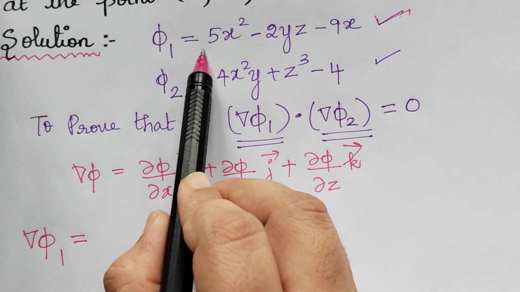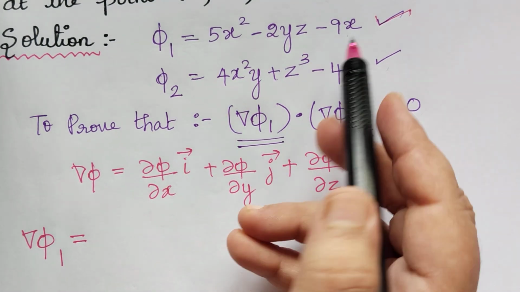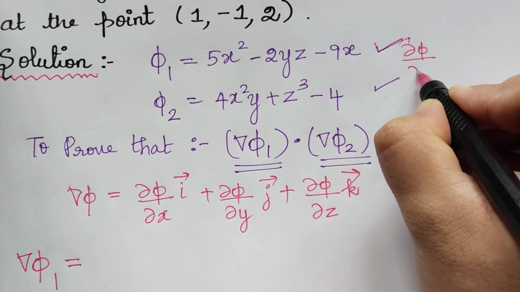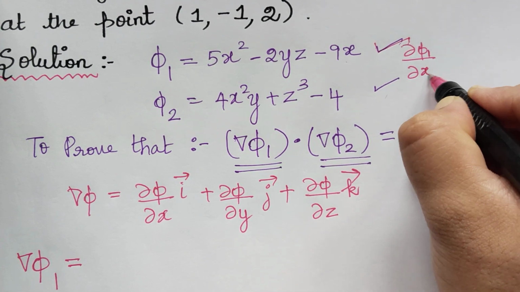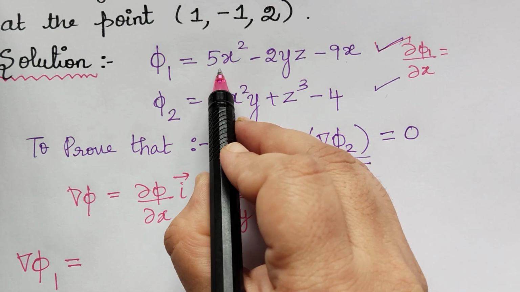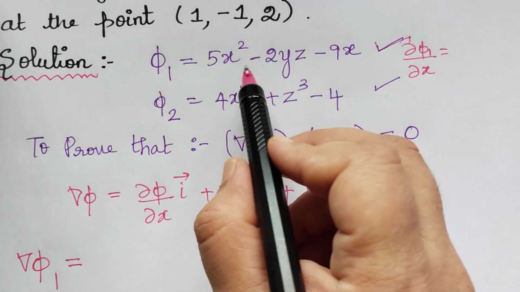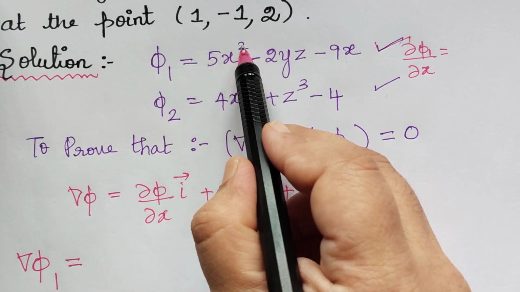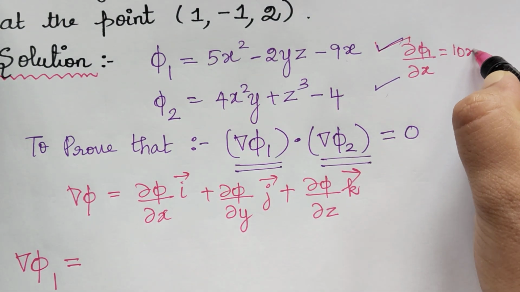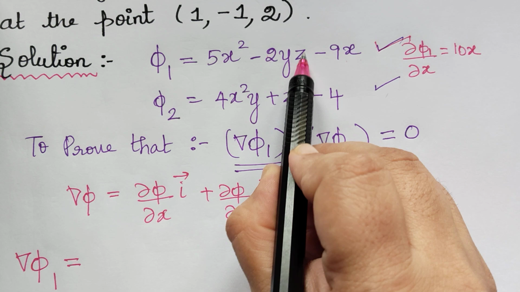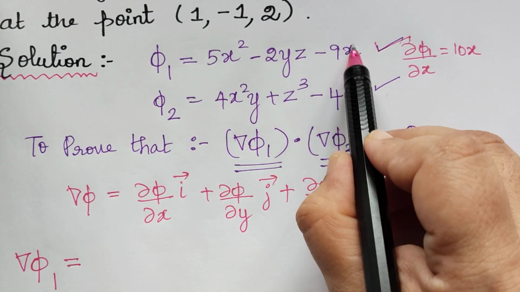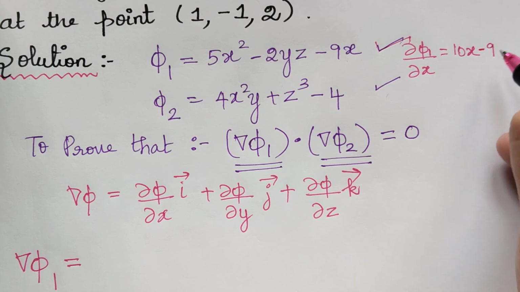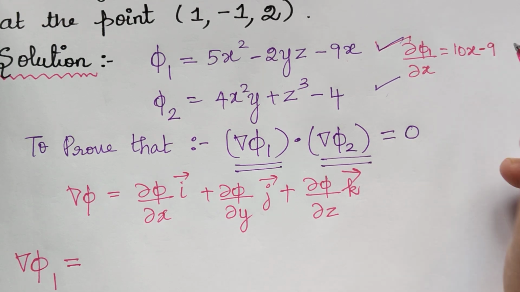We have phi 1 over here, so I will write dou phi 1 by dou x as rough work. Dou phi 1 by dou x is obtained by partially differentiating with respect to x. The first term has an x term, so the power 2 comes down and it will be 10x. Here you do not have an x term, so it becomes 0. Here you have an x term, and the differentiation of x is 1, so it will be minus 9. So dou phi 1 by dou x is 10x minus 9.